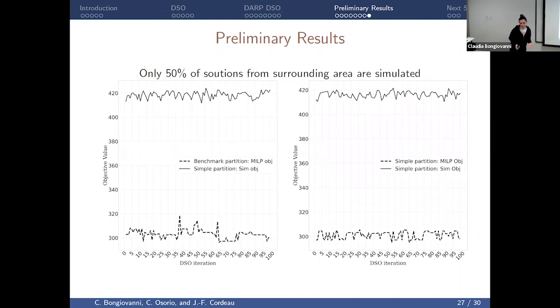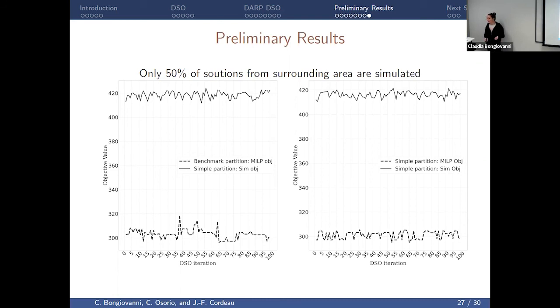So, of course, one wants to see what happens for the objective function, right? What we see here on the left-hand side is the objective value for the benchmark partition, between the MILP, which is the dashed line, and the simulated objective function, which is the solid line. On the right-hand side, we have this new simple partition based on the MILP. We cannot really see much difference, right? It seems like at the end of the day, the optimal solution that we get, or even across iterations, seems to be the same.